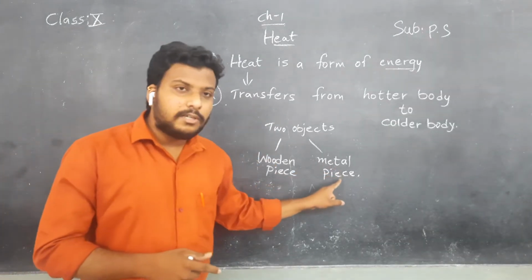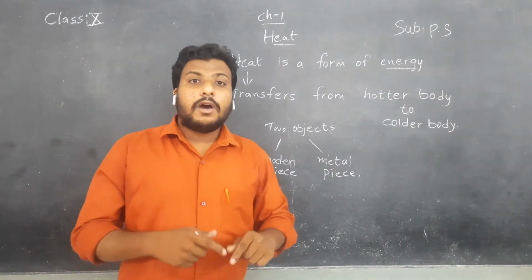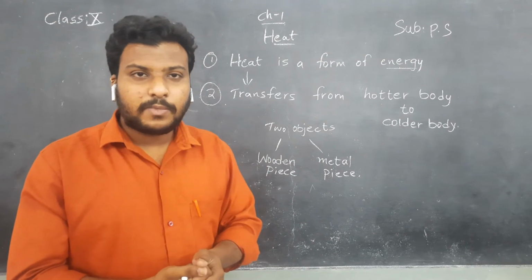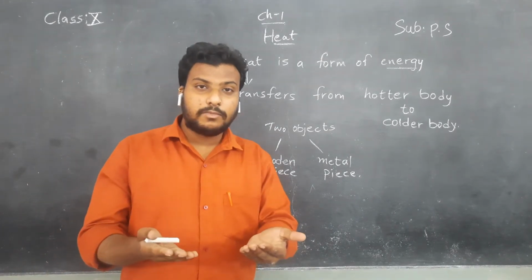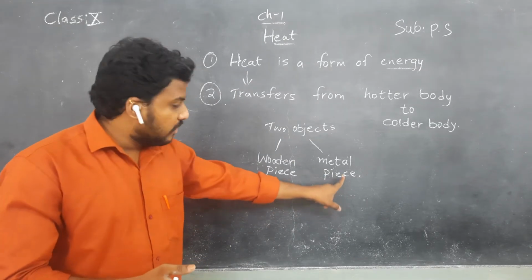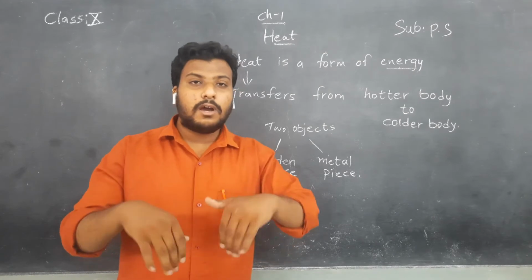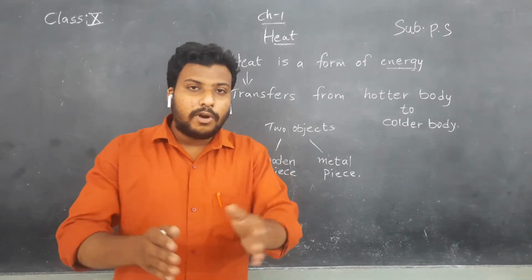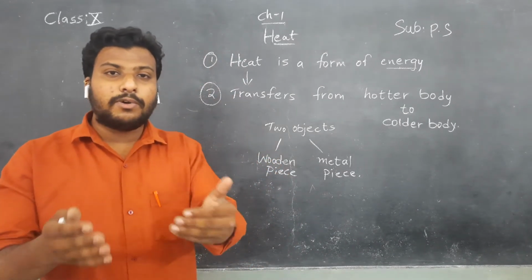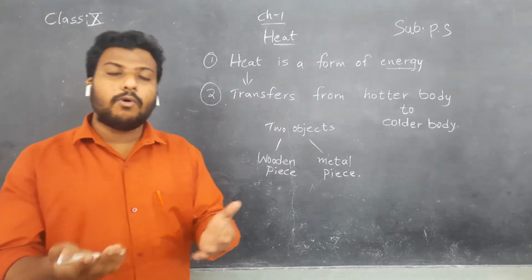When you are touching either a metal piece or a wooden piece, you are losing your heat energy, children. Again, when you touch a metal piece or a wooden piece, that means you are losing your heat energy. When you lose your heat energy, you will get a feeling of coolness or coldness, children.